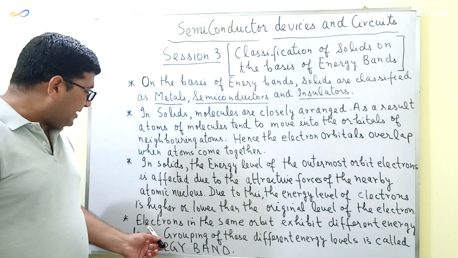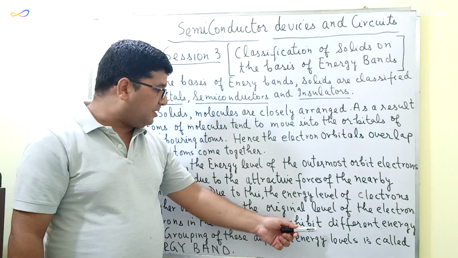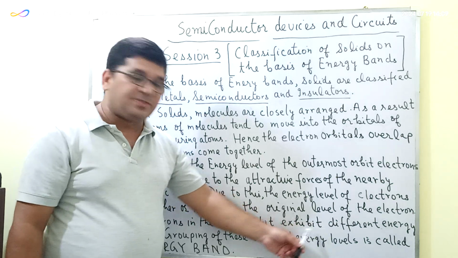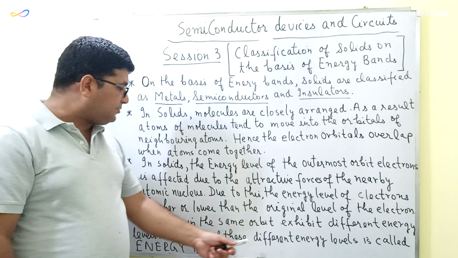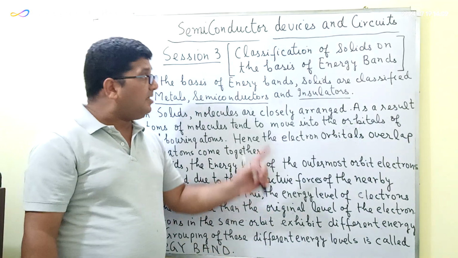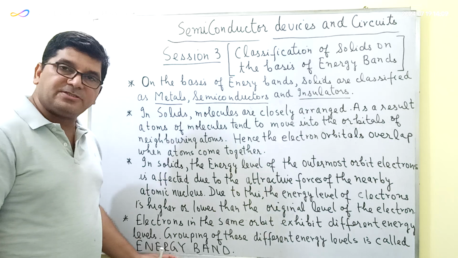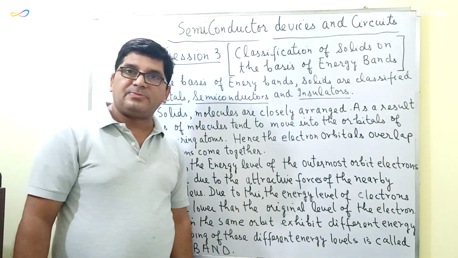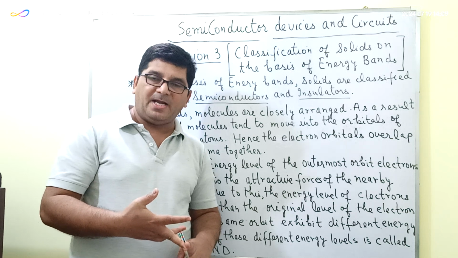So, the electrons in the outermost orbit exhibit different energy levels in the case of solids, and the grouping of these different energy levels is called energy band. In the next session, session number 4, I will be discussing the energy bands. So basically there are three types of energy bands: valence band, conduction band and the forbidden band.